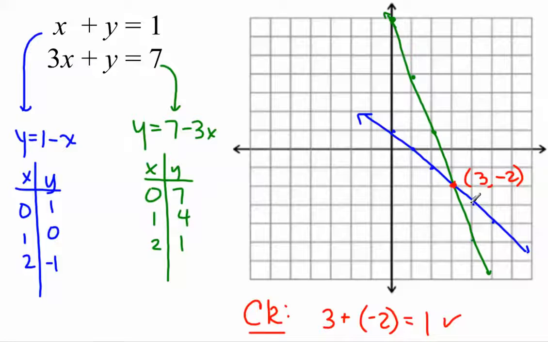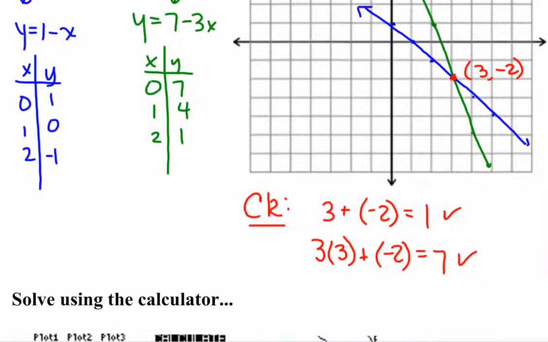Now I would suggest using grid paper if you're going to do this by hand, because you want to be able to see clearly what that intersection point is. Looks like (3, -2). But to be sure, I'm going to take 3 plus negative 2, that's 1, yep, that works. 3 times 3 is 9, minus 2 is 7. It works there as well.